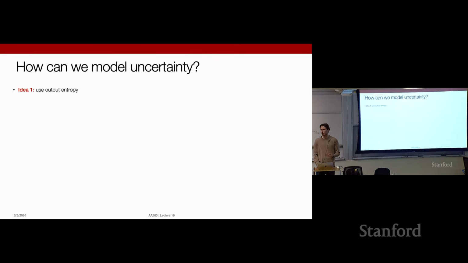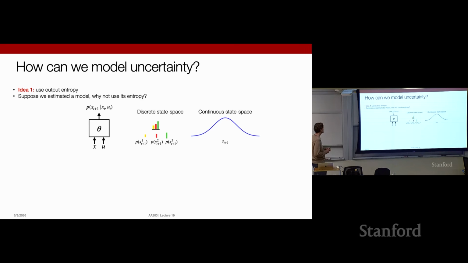Okay, so the next question is, how can we model uncertainty? Say we want to do this. What are different ways of doing so? The first idea is we could use the output entropy from our given model. So again, pictorially, what we are trying to do is learn a parametric function which maps from states and controls to probabilities over the next state.